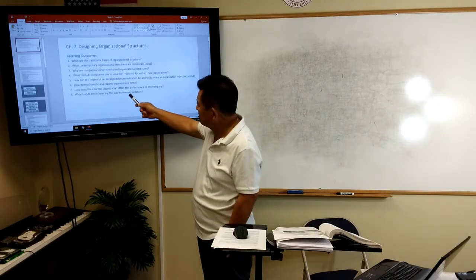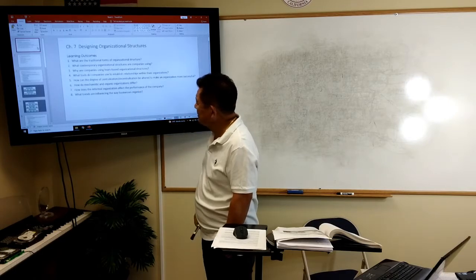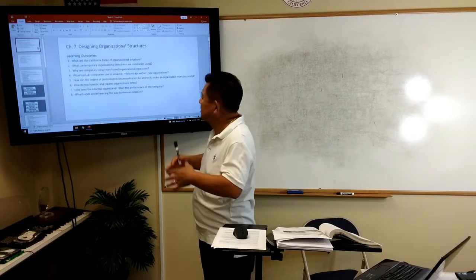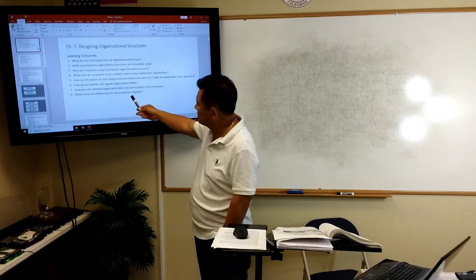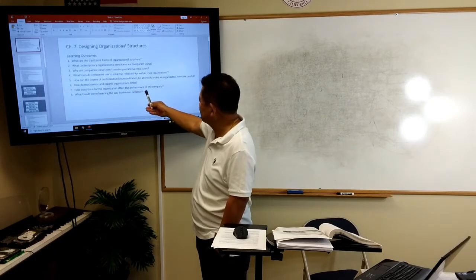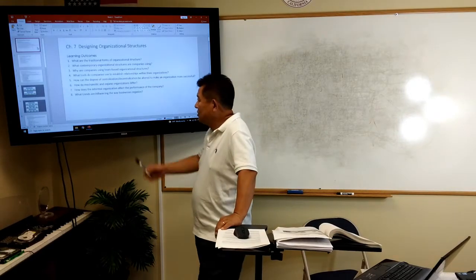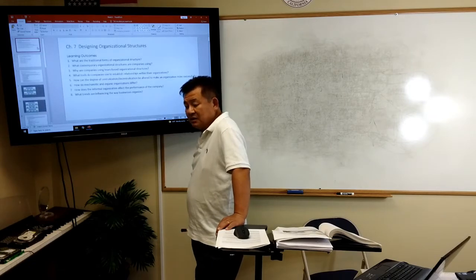And how do mechanistic and organic organizations differ? So mechanistic and organic organizations, how are they different? Next, how does the informal organization affect the performance of the company? So informal organization, formal organization. Nowadays informal organization is also a very focused and influential area in the company.